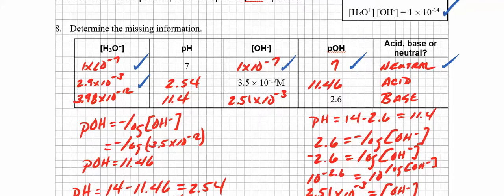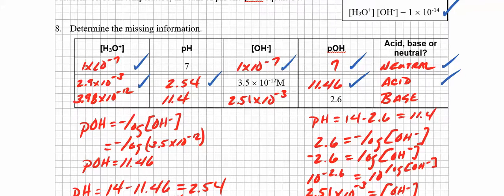Or alternatively, we could do this. If we know the hydroxide ion concentration, using pOH is equal to minus the log of the hydroxide ion concentration, we can get this value. Nonetheless, these two values have to add up to 14. So either way you want to do that, it's fine. Nonetheless, 2.54 plus 11.46 have to add up to 14, and they do. The pH is equal to 2.54. That's less than 7, so we are dealing with an acid on this second row.